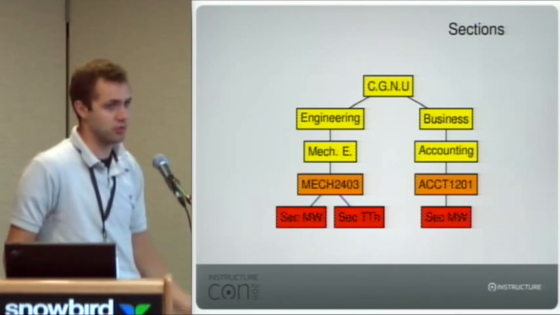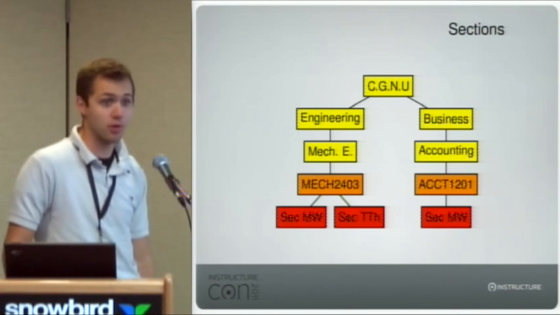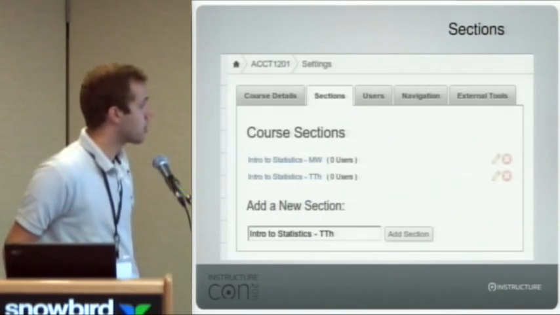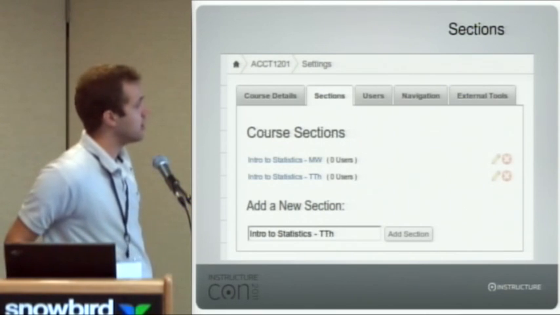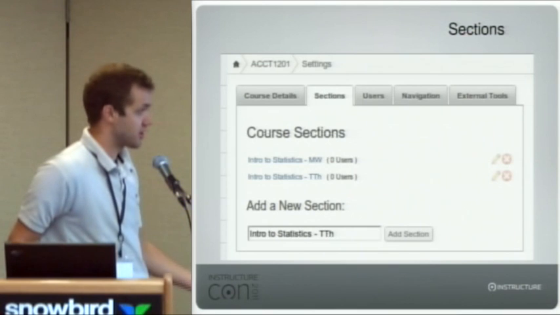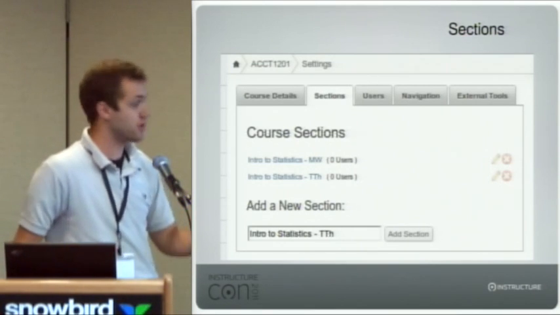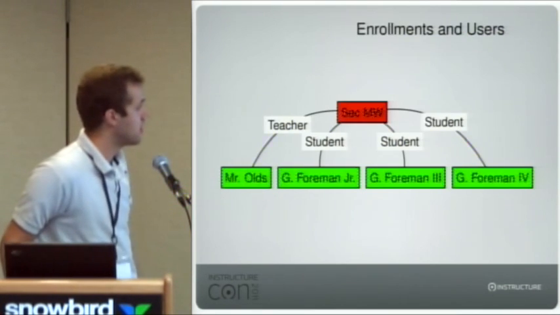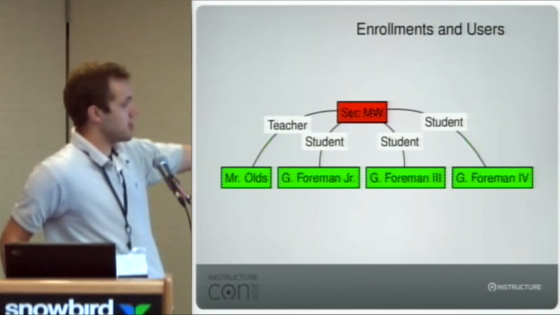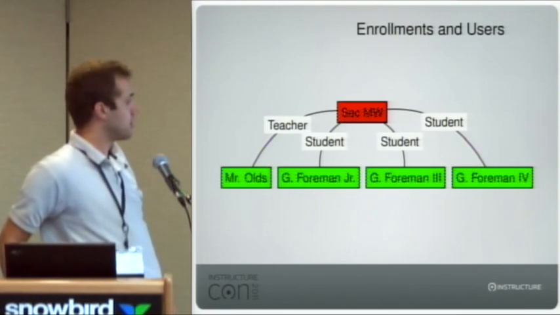So you would probably be interested in having a different course in Canvas for different content. Course sections you can actually see in the UI in the settings for a course, and they sort of just look like this. You can click them and look at what students are enrolled in a course. So this is a section. This is my course. I'm teaching the Foreman children, George Foreman.